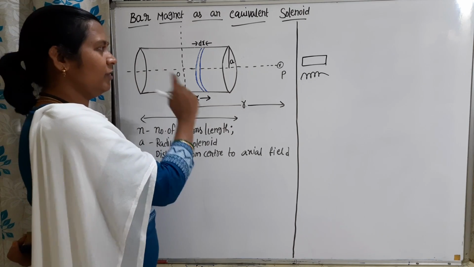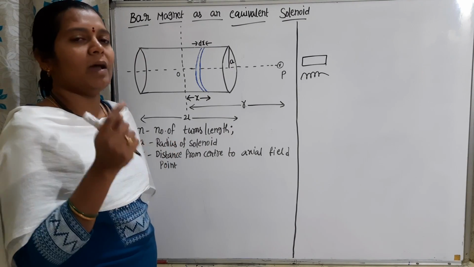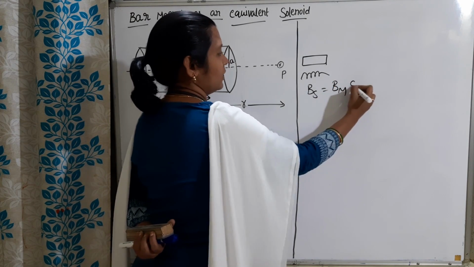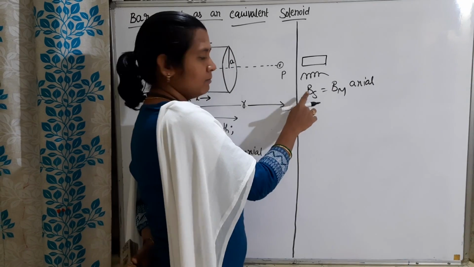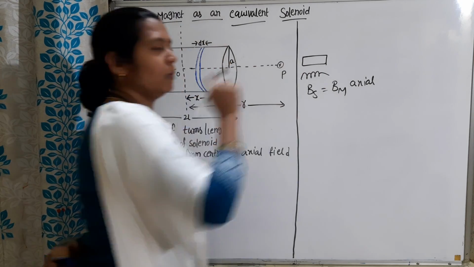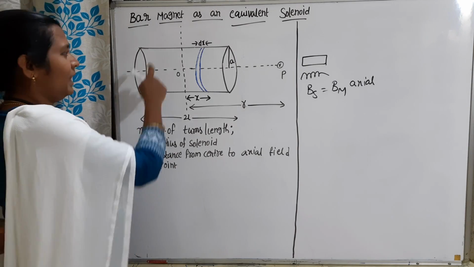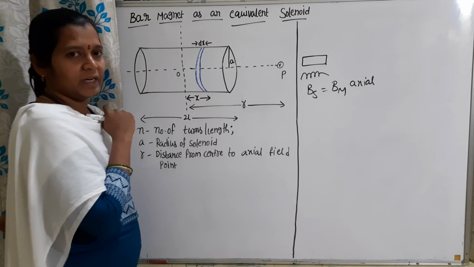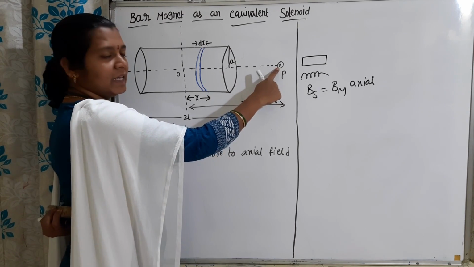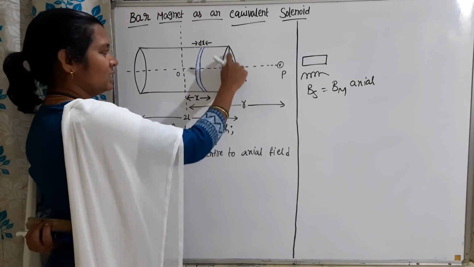So, the magnetic field due to a solenoid at the axial point and the magnetic field due to a bar magnet at the axial point, both are the same. That we are going to prove. For the axial points, the two fields are equal at a larger distance. So let us consider a finite length solenoid having a length 2L, and the axial field point is at a distance R from the center of the solenoid. And this solenoid has a radius A.